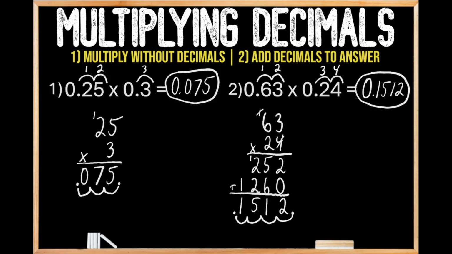So hopefully by now you understand how to multiply a decimal by a decimal.